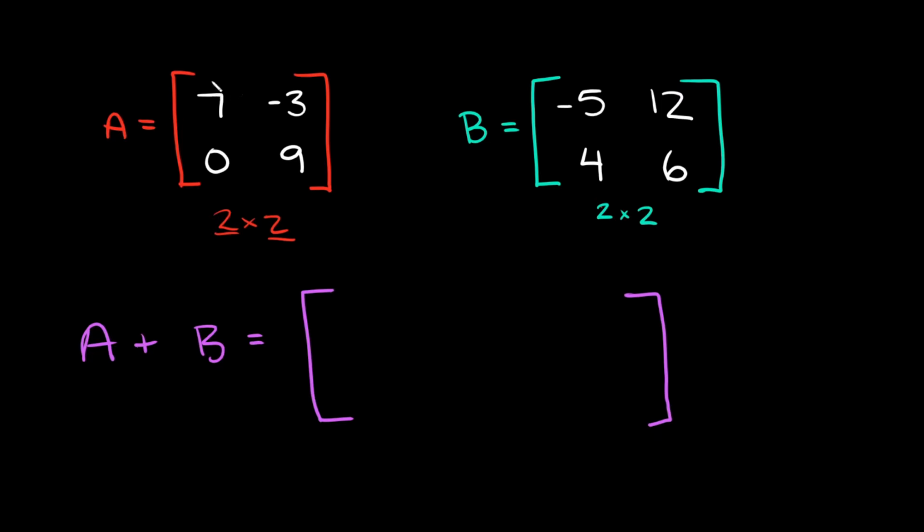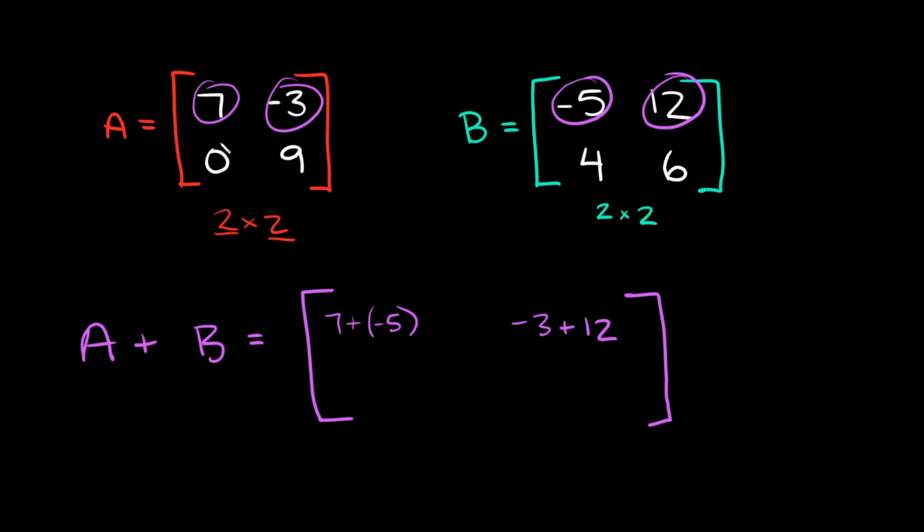Okay, so for example, this number right here is in the top left, and here, this number is in the top left. So I would add those together. So I would just do 7 plus -5. Okay? This number is in the top right. This number is in the top right. So I would add those together. Okay? So -3 plus 12. Okay? Same thing down here. Bottom left, right? So 0 plus 4. So that goes in the bottom left. And this one is in the bottom right. And this one is in the bottom right. So those go in the bottom right. So 9 plus 6 in the bottom right there.